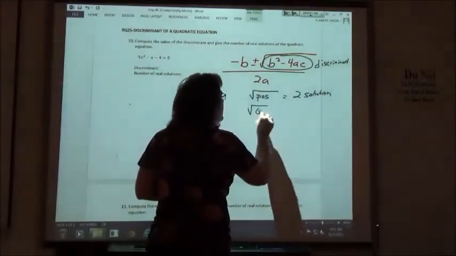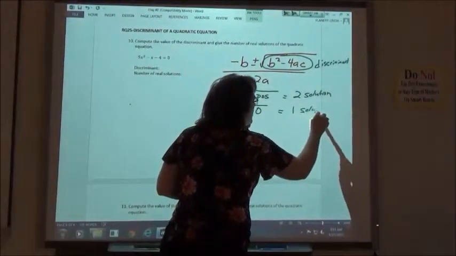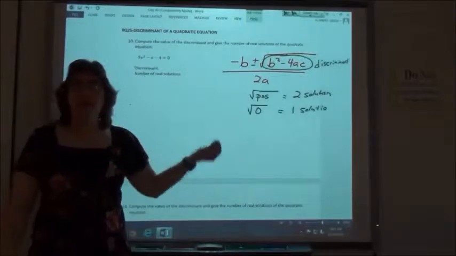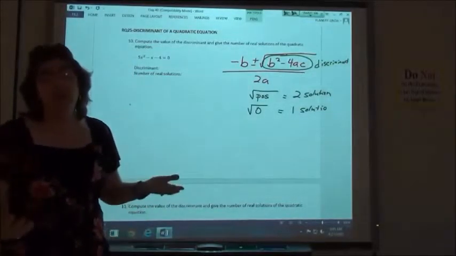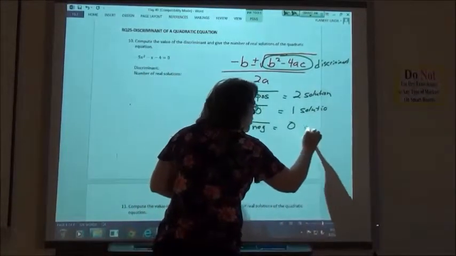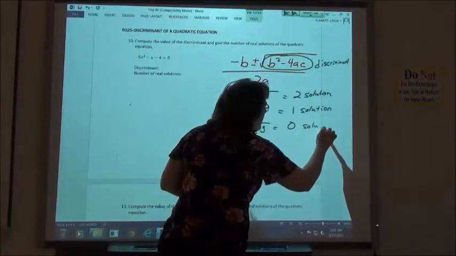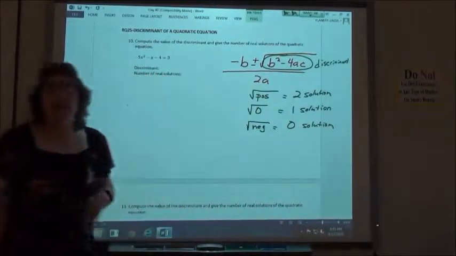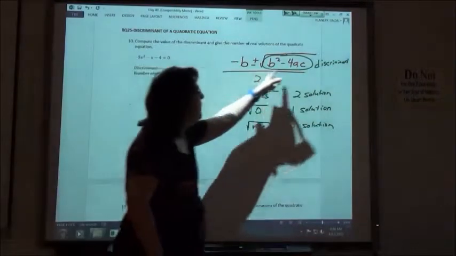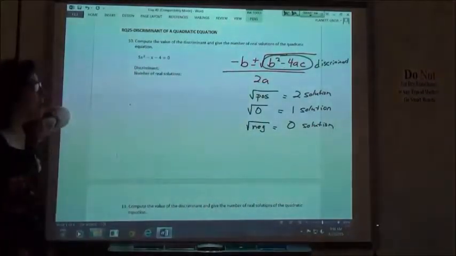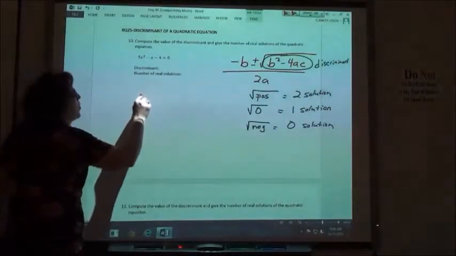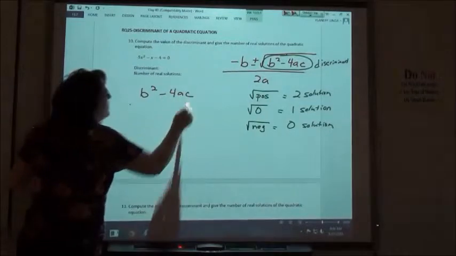If you have the square root of 0, you're only going to get one solution. Because I'd have plus or minus 0, well, something plus 0 and something minus 0 give you the exact same number twice. So it's really only one solution. And if you have the square root of a negative number, you get no solutions because we can't take the square root of a negative. It's an imaginary number. So what they're going to have you do is find the value of the discriminant, find this part underneath the square root, and then say how many solutions do I have then if that's the number that's under the square root. So when we do the discriminant, we're only doing the b squared minus 4ac part of it.